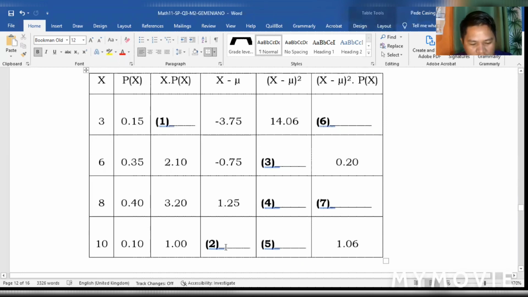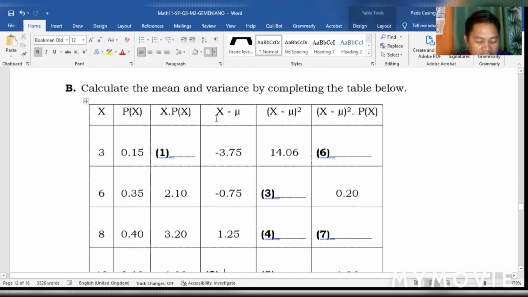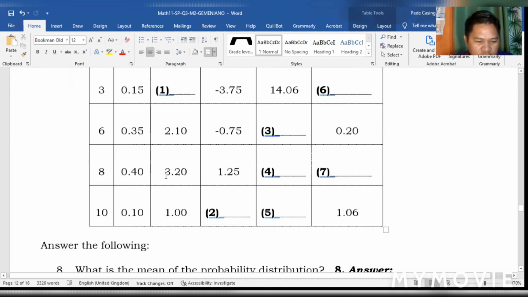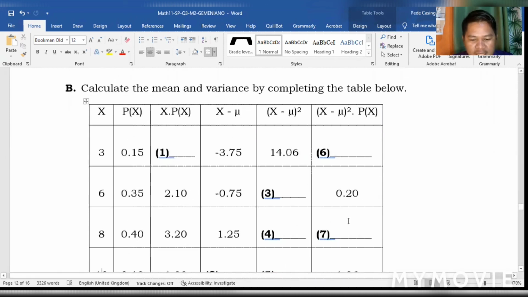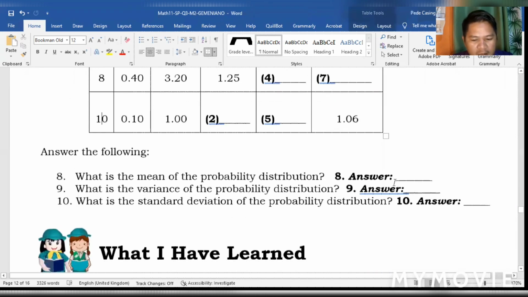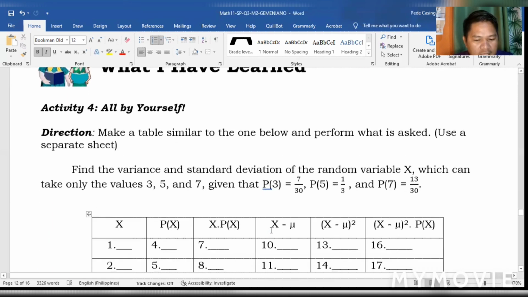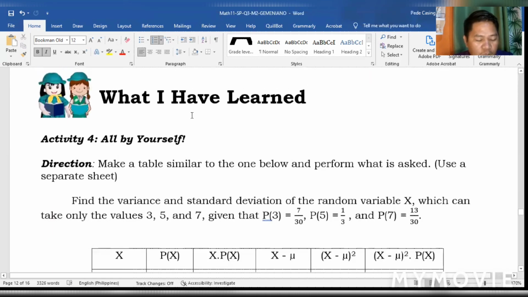So for number 2, subtract mo lang yung 10 minus mean. Ano yung total dito? Yun ang mean. Then the rest, follow the steps. Okay, for your answer sa mean, dito mo ilagay. Then number 9, number 10. Then another activity, or what I have learned activity.